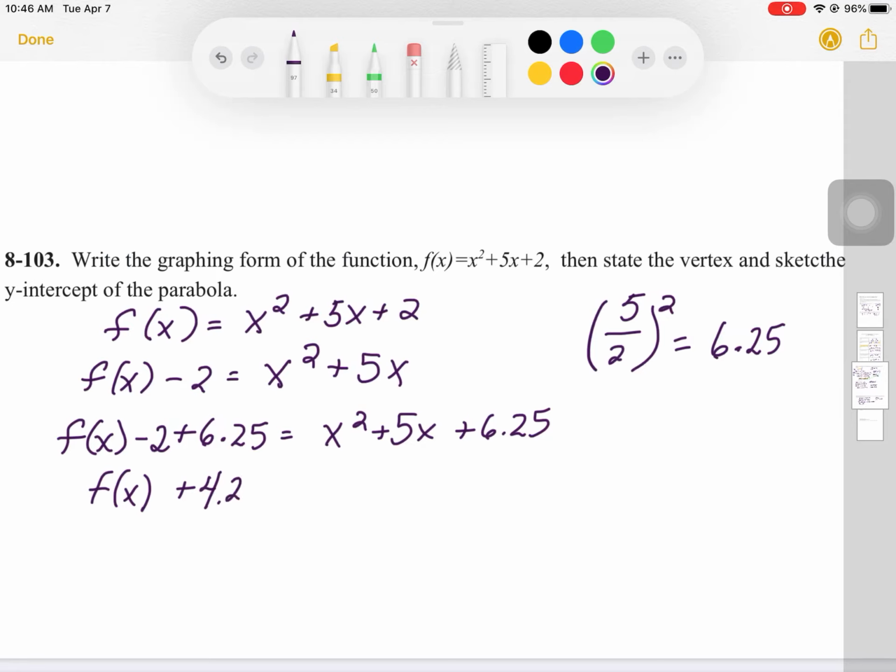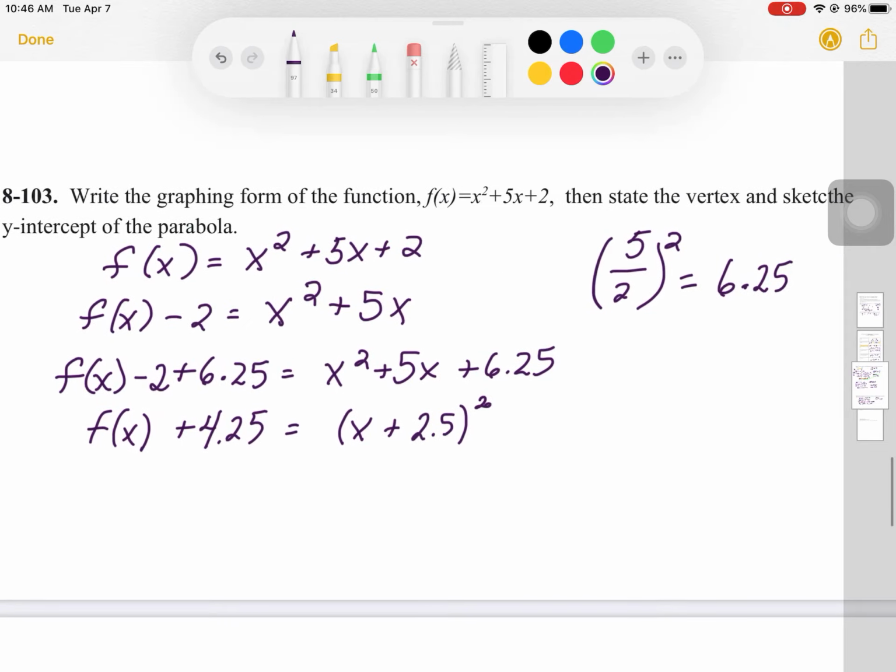I'm going to simplify the left-hand side. So this is the beauty of using this method of completing the square, is that it even works with decimal values, and helps us with those decimal vertices.